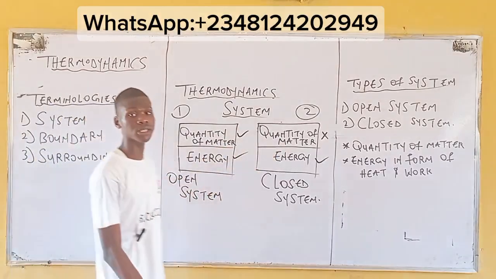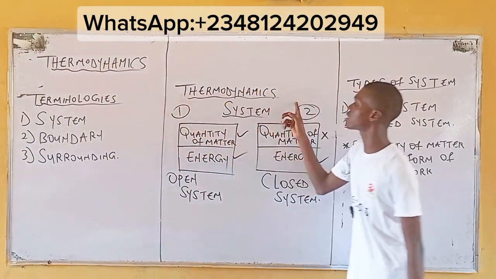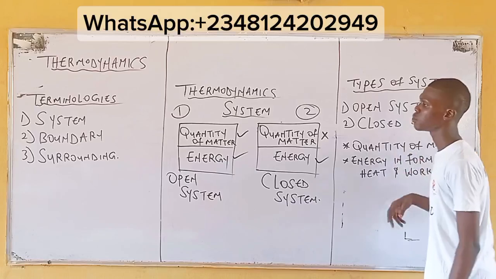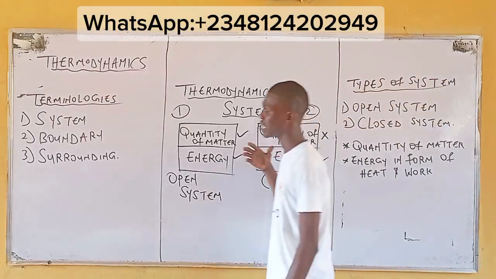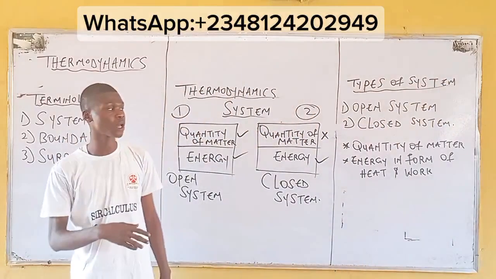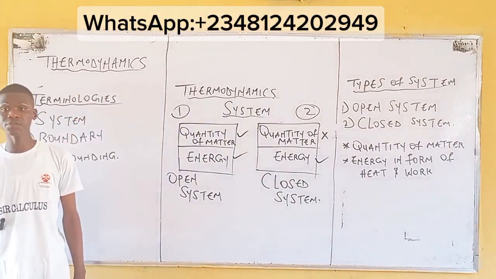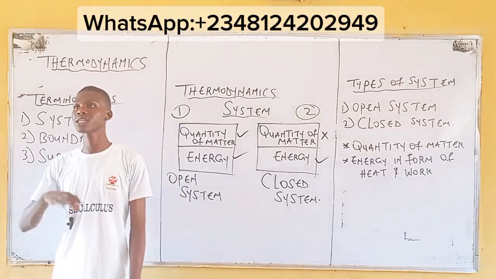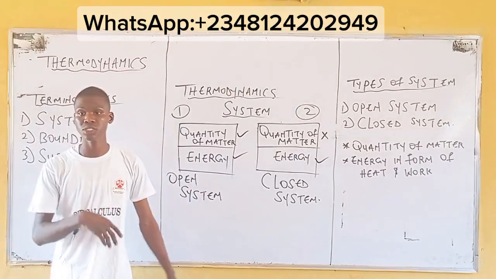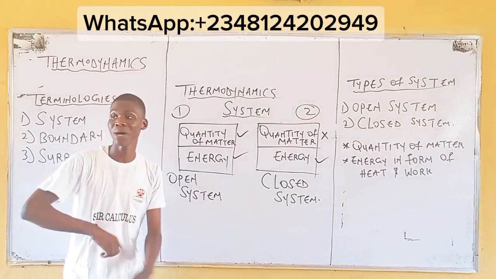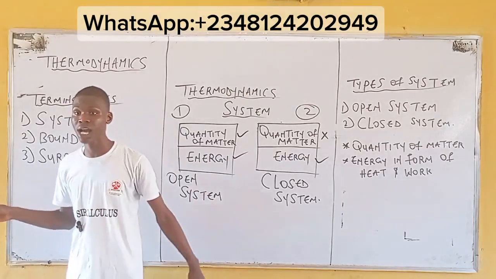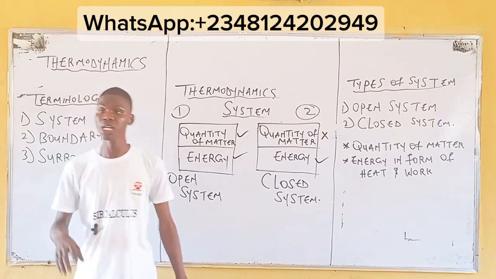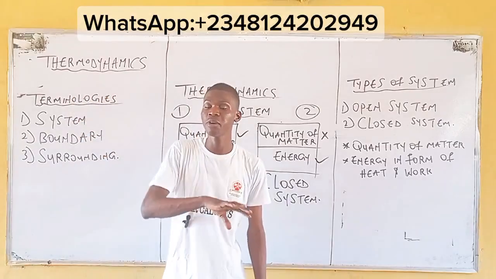Now, we said basically when we started, in thermodynamics we have two types of system: open system and closed system. There are more systems to this. We have the adiabatic system, the isolated system, a lot of systems. We are going to see those systems later, when we start doing our types of thermodynamic process: adiabatic process, isochoric process, isothermal process, and isobaric process.